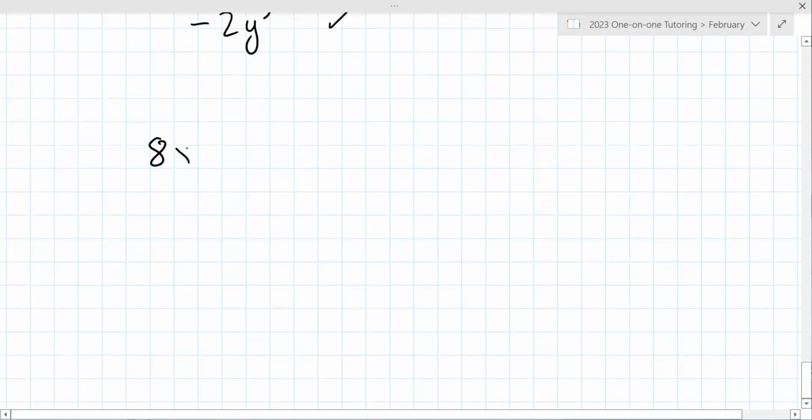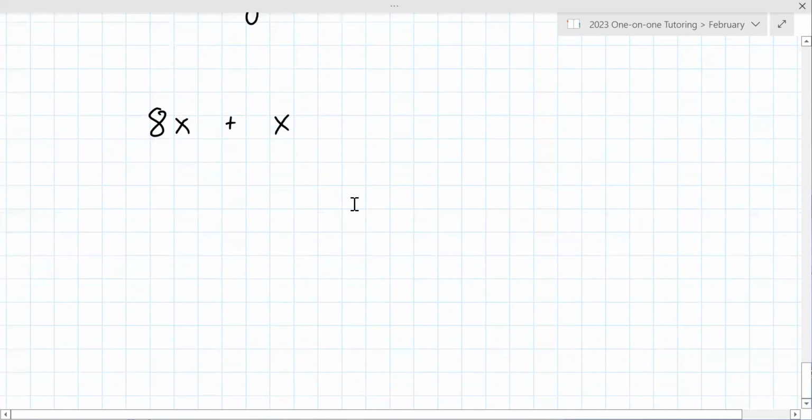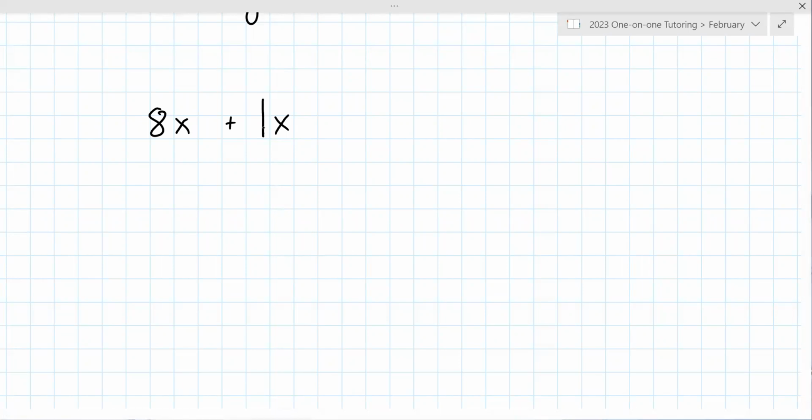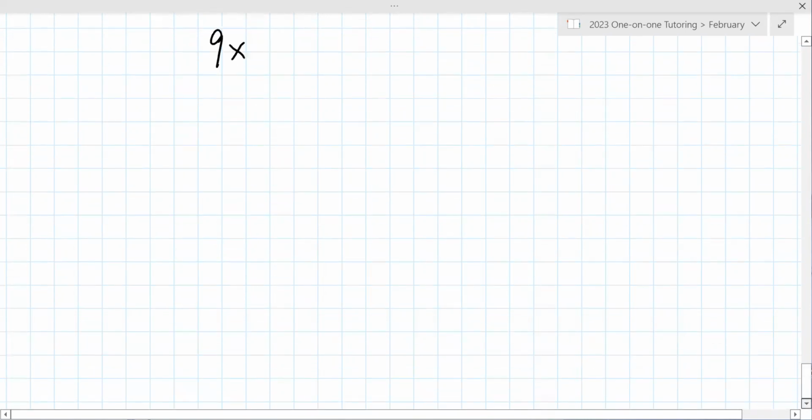Okay, let's try another one here. What is 8x plus x? 8x plus x would be 8x squared, or no, there's a 1x. So anytime there's just a variable by itself, you add a 1. Yes, there's a 1 there. That's what I always forget about. Okay, and so it would be 9x. Good, very good.